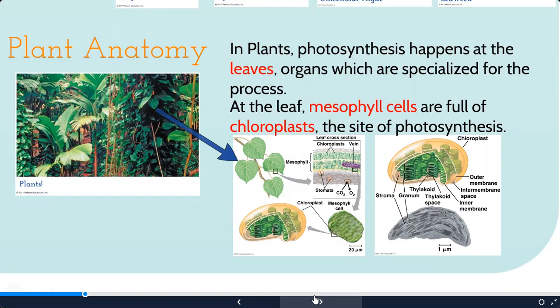The leaf has its own special anatomy where it has different tissue types within it, and one of the top layers of a leaf is full of mesophyll cells. It's called the mesophyll layer. Those mesophyll cells are cram-packed full of chloroplasts for photosynthesis.